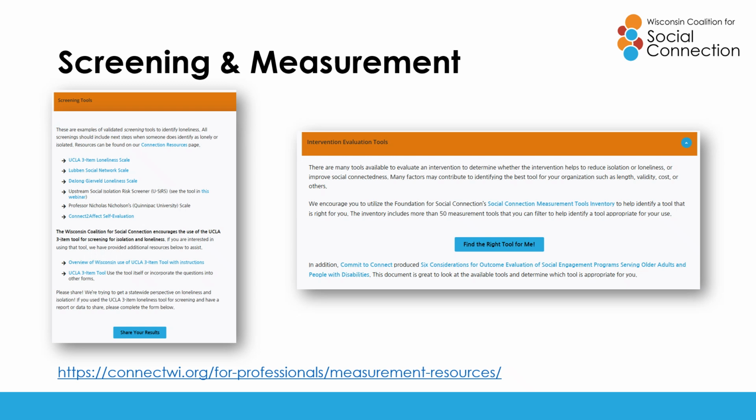The Coalition has several ways to support you, and one of them is providing you with the evidence-based screening tools to identify loneliness and isolation, as well as for measuring your intervention's impact. Our Coalition has experience using the UCLA 3-item loneliness scale, and we encourage you to use the Foundation for Social Connection's Social Connection Measurement Tool Inventory to find the measurement resource that most closely aligns with your purpose. Consider how you currently screen and measure impact and how you might be able to improve. New tools are always emerging. Check back to this page for the most up-to-date information.